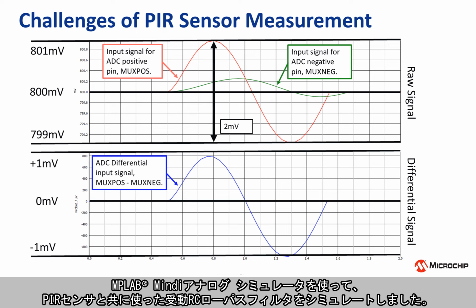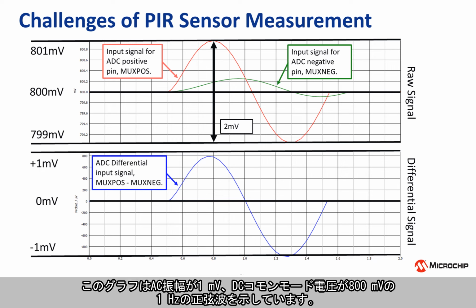MPLAB Mindi analog simulator was used to simulate the passive RC low-pass filters used with the PIR sensor. This graph shows a 1 Hz sine wave with an AC amplitude of 1 mV on an 800 mV DC common mode voltage.